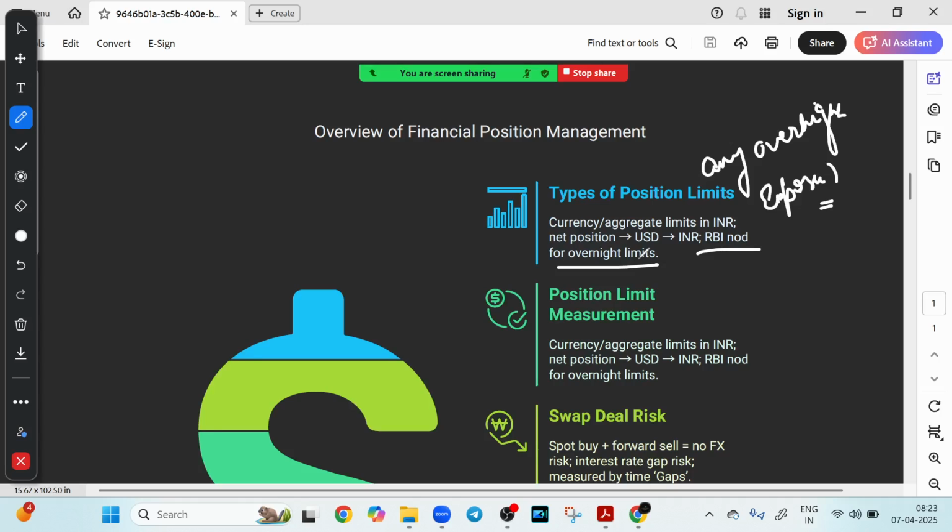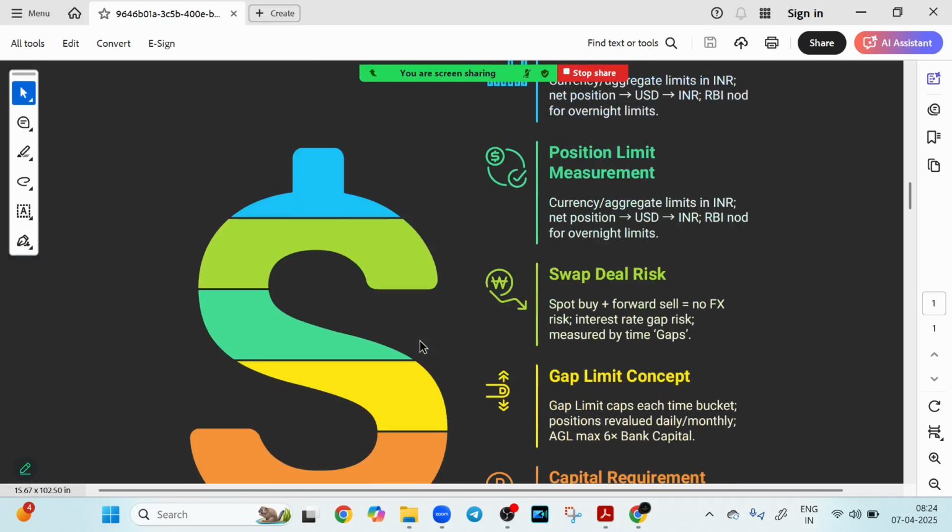Now if you look at the position limit, just as I told you, currency limits are there and aggregate limits are there, and the RBI nod is required. If you look at how to measure the position limit, these limits are not random, they are measured meticulously, again in INR value, covering both individual currency and the overall position. Net positions are tracked continuously, and regulatory nods are a must for extended exposure. If you want to extend the exposure, you need to get a nod from RBI.